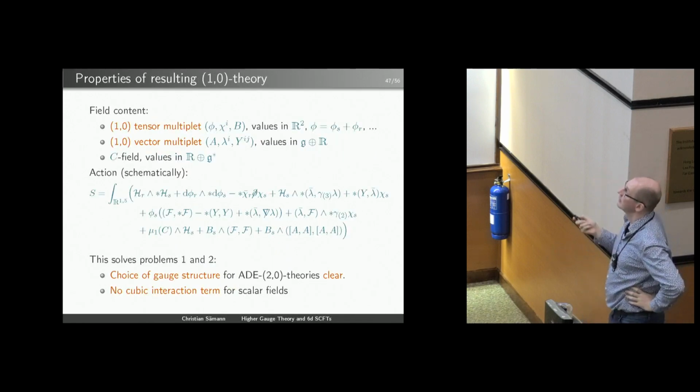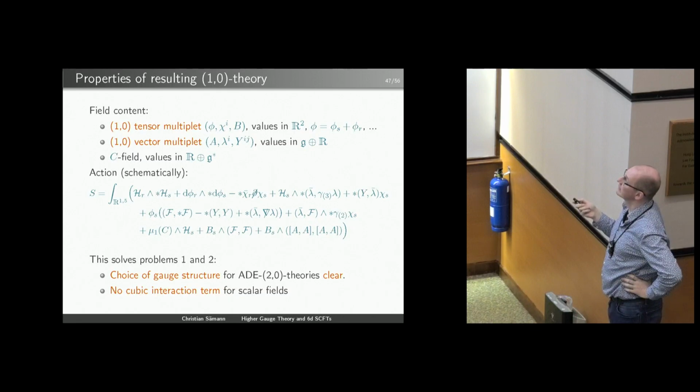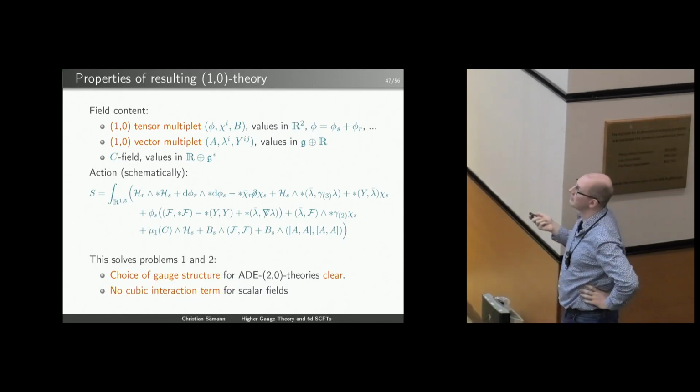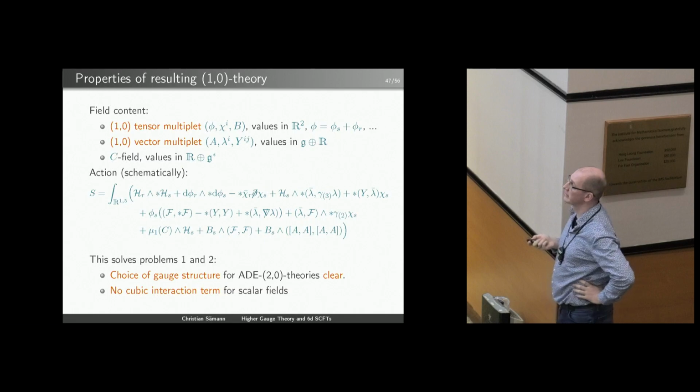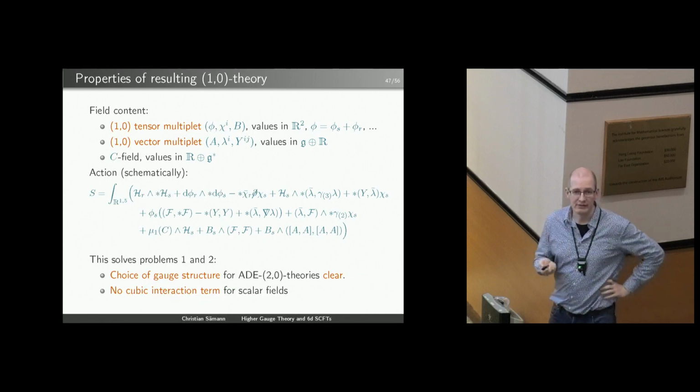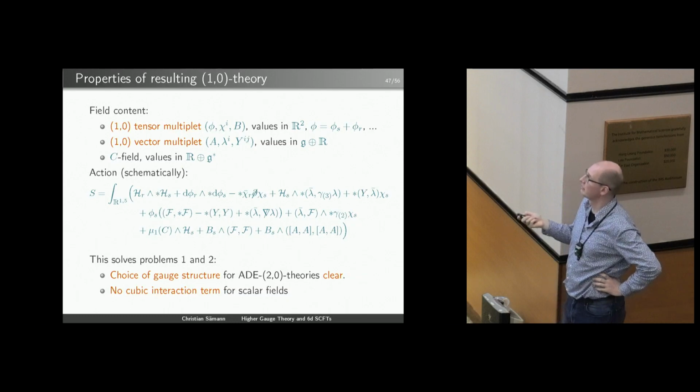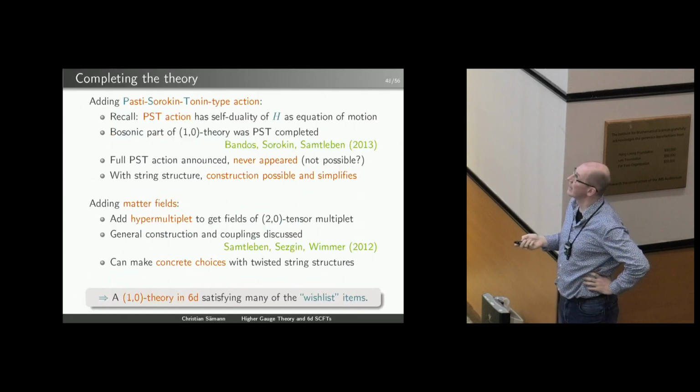Okay, so what does it look like? Field content is you have an abelian 1-0 tensor multiplet, a couple of abelian, 2 actually of these. You have a 1-0 vector multiplet that takes values in G plus R. And you have an additional non-dynamical C field that takes values here. And then you can write down this action. So that's their action just specialized to this case. And it solves 2 problems because we have now a clear idea of what gauge structures we can choose and what they mean mathematically, what the bundle structure is, how to put them on arbitrary manifolds in principle, right? And there are no cubic interaction terms for scalar fields, which might be good news. I'm not sure if that's really that important at the moment, but let's see. Certainly helps a little bit.